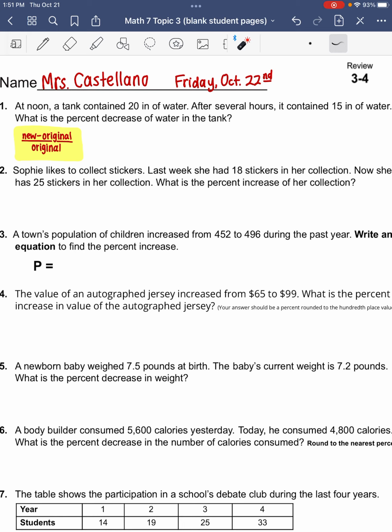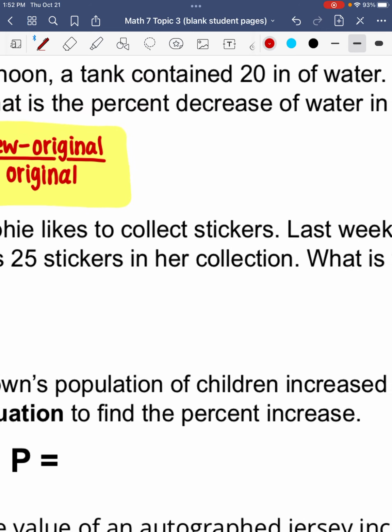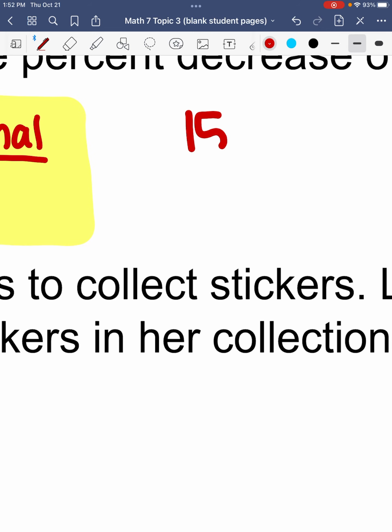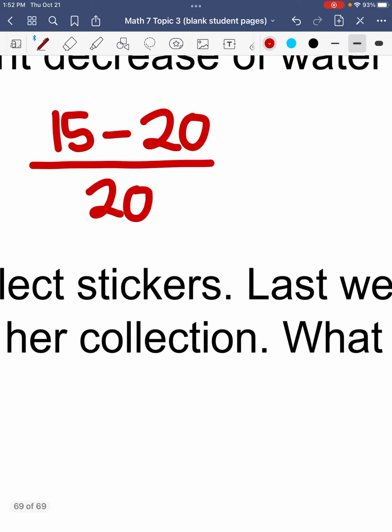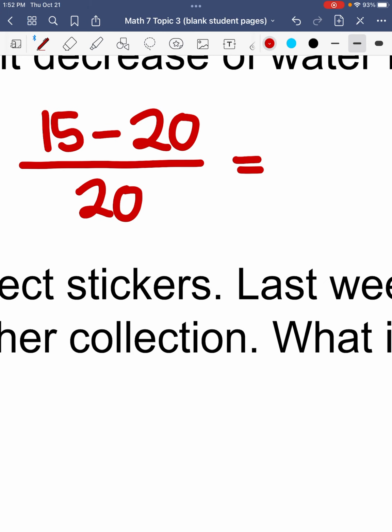So we know that the tank started with 20 inches of water, but later on it only had 15 inches of water. So 15 is our new amount. So I'm going to write 15 first, and from that I'm going to subtract our original 20. And I'm going to divide that all by the original amount 20. So now that I've got that set up, I'm ready to simplify and solve.